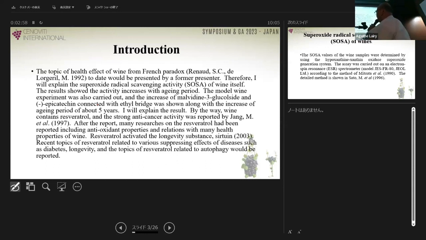I'll explain the result, but by the way, wine contains resveratrol, and its strong anti-cancer activity was reported by Jang et al. 1997. After the report, many researches on resveratrol have been reported, including antioxidant property and relation with many health properties of wine. Resveratrol activates the longevity substance sirtuin. Recent topics of resveratrol are related to various suppressive effects on diseases such as diabetes, longevity, and autophagy, which would be reported.